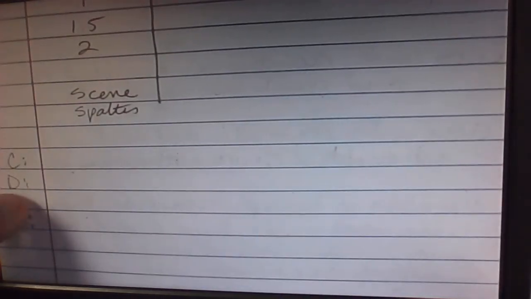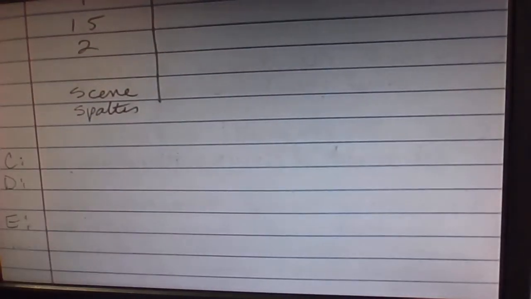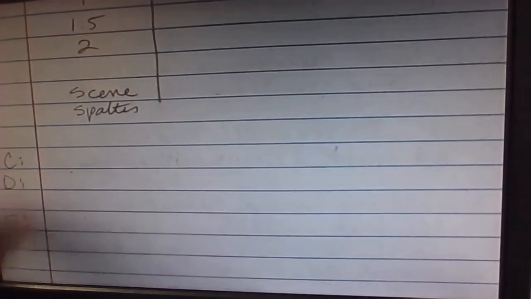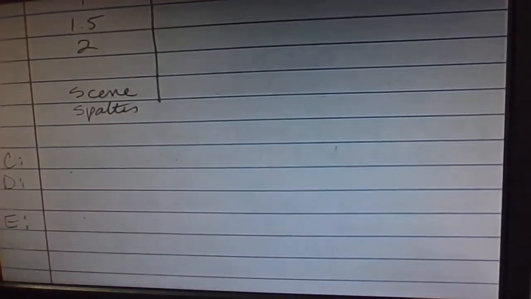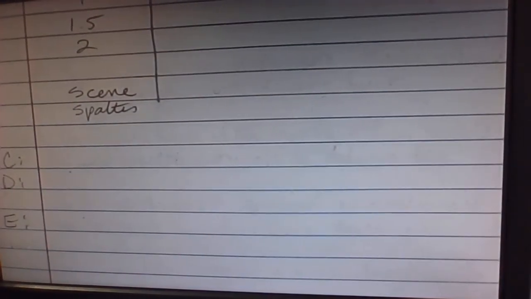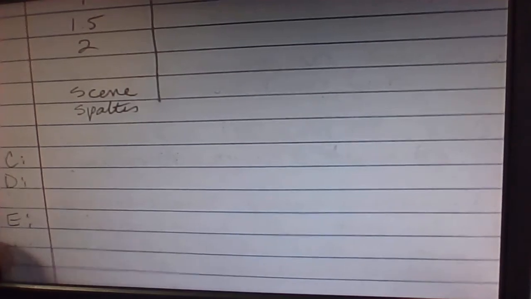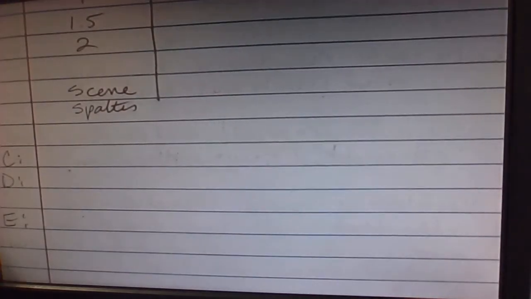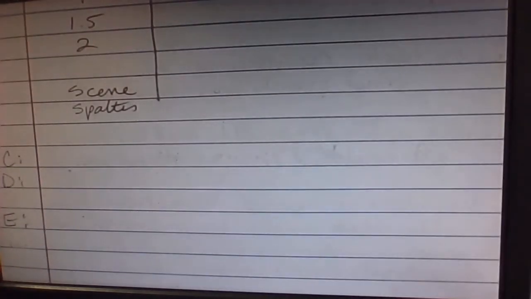D is data. What data supports that? I don't need the whole graph. I don't need all of this stuff because it's all right there. Pick the items. There's probably maybe two or three items that you would choose, and you're just going to list them. What are the two or three pieces of data that let you say the victim was kneeling when the spatter was made? Then explain. How do you know the victim was kneeling? Did the data reject or fail to reject your hypothesis?